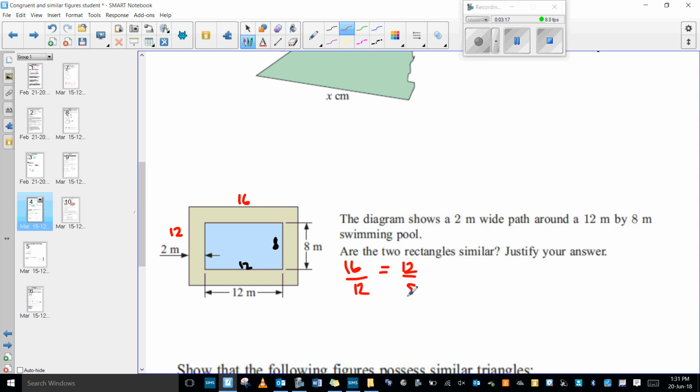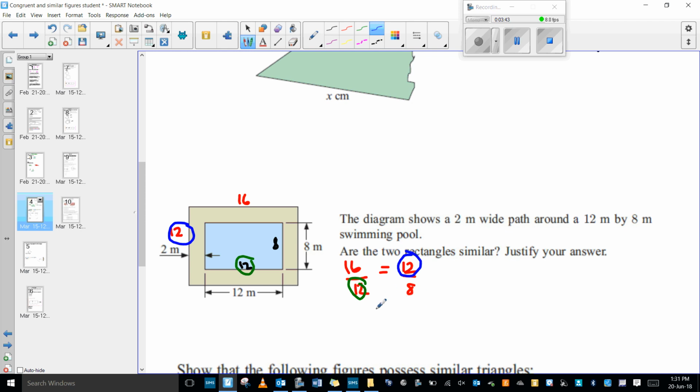Is it confusing because there are two 12s? There are two 12s. Is that what's confusing people? So this 12 here has come from here, and this 12 here has come from here. So is 16 over 12 the same as 12 over 8?